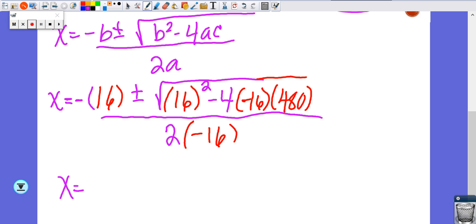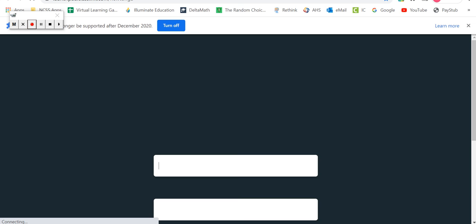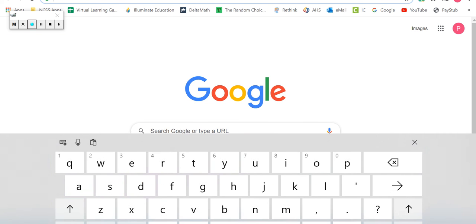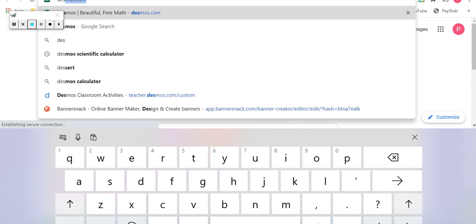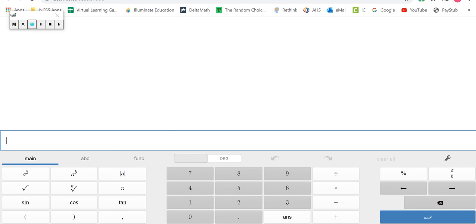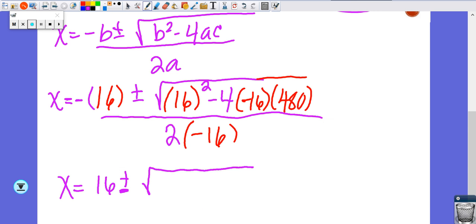So x equals, and then you can use your calculator. This is the same thing as negative 1 times 16, so that's positive 16 plus or minus the square root of the discriminant part. So here's what I'm going to do. I'm going to graph my calculator, and you can click on Desmos on your PDF. I'm going to go find mine. So here's my Desmos scientific calculator, and then I'm just going to flip back and forth and see what I need.